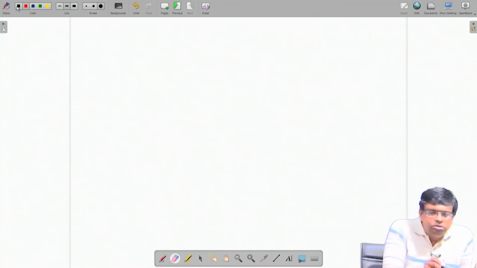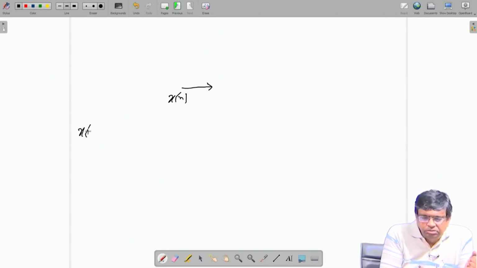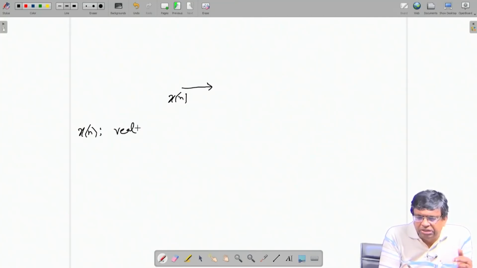I will show you the typical framework of an adaptive filter. What happens is this: x[n] is a random signal. I am taking them to be real valued, but they are all valid for the complex case also. For our purpose, it is enough if we take a real valued random signal.